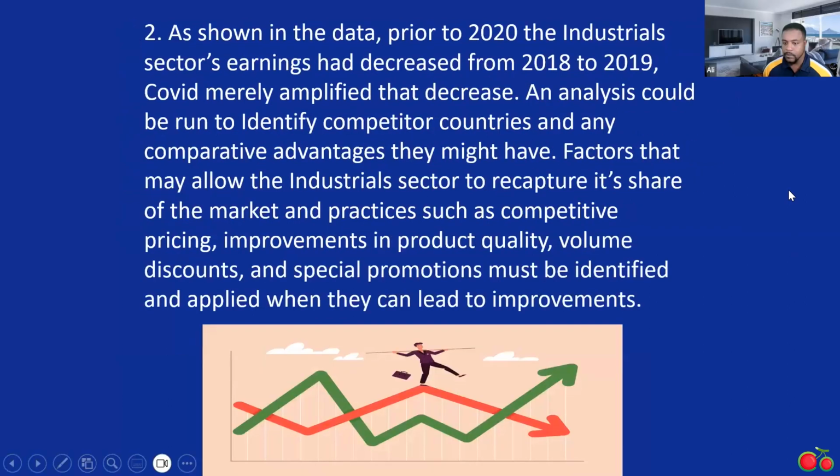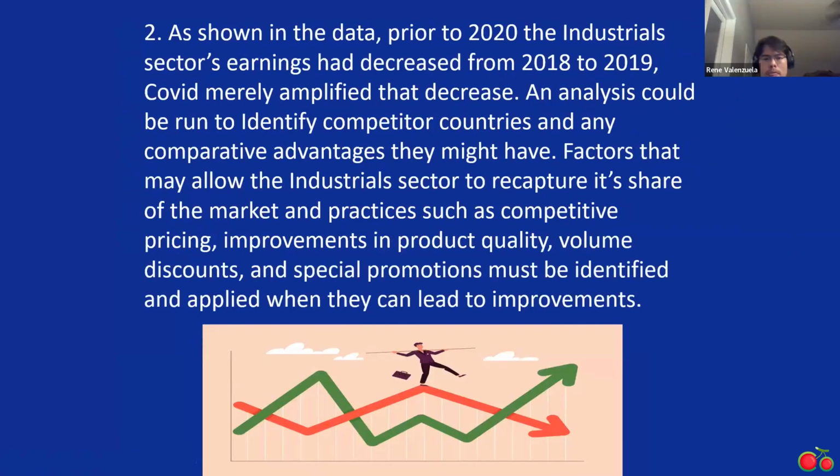And the next suggestion I have is, since as shown in the data, prior to 2020, the industrial sector earnings had decreased from 2018 to 2019. Now, COVID merely amplified that decrease. An analysis could be run to identify competitor countries and any comparative advantages that they might have. Now, factors that may allow the industrial sector to recapture its share of the market and practices such as competitive pricing, improvements in product quality, volume discounts, and special promotions must be identified and applied when they can lead to improvements.